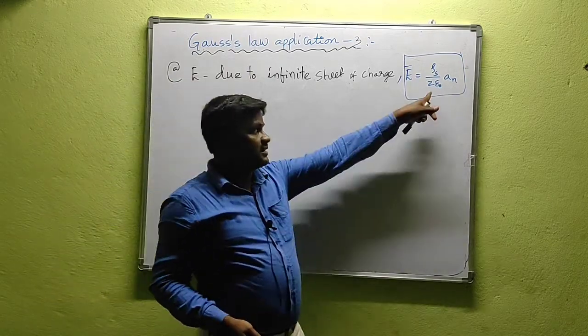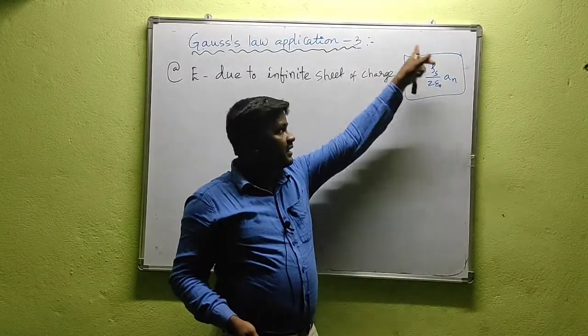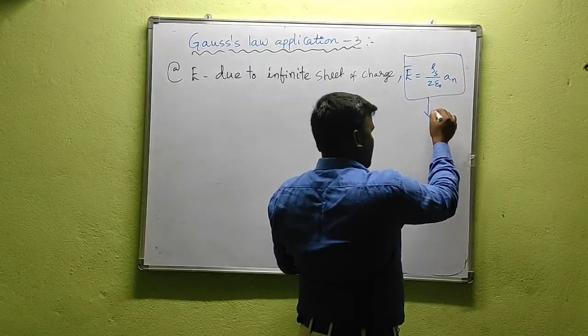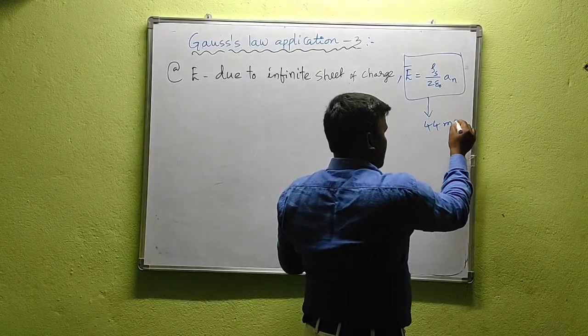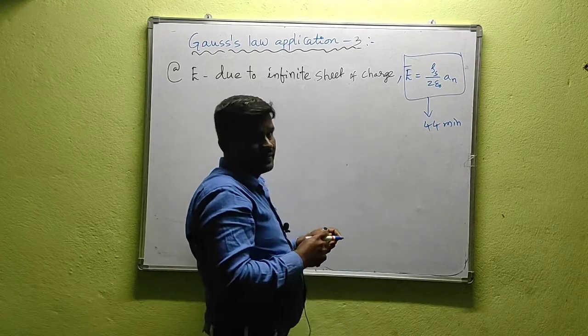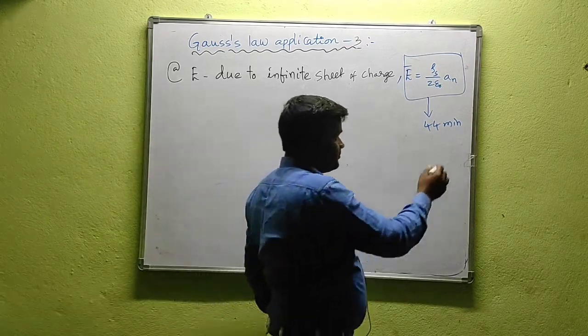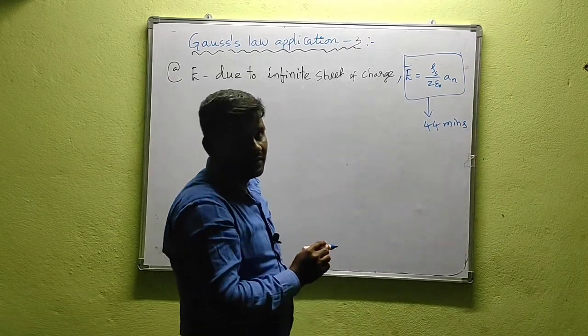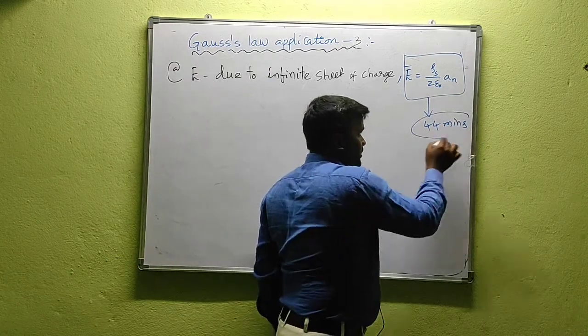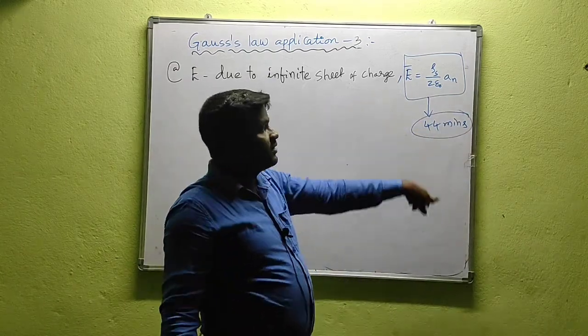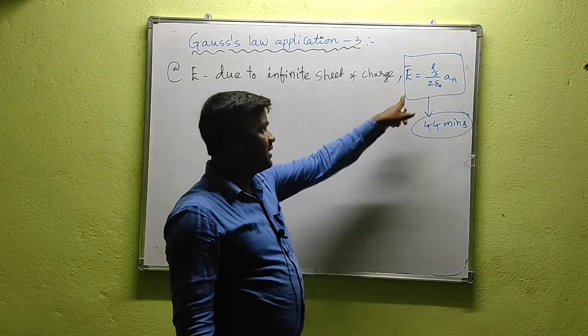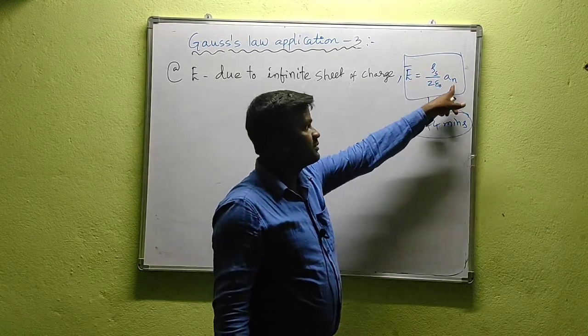To derive this expression, I had taken around 44 minutes for this derivation without using Gauss law. If I use Gauss law, this time will be reduced, and the complexity will be reduced. By using Gauss law, we can prove E as rho s by 2 epsilon naught a n.